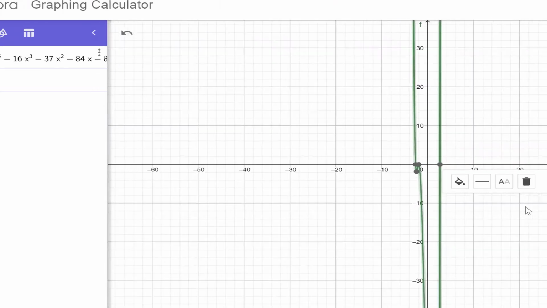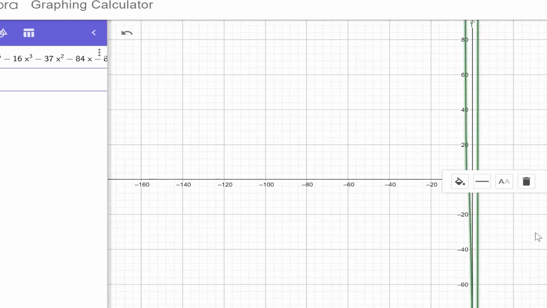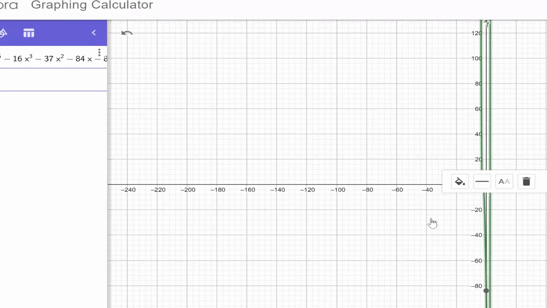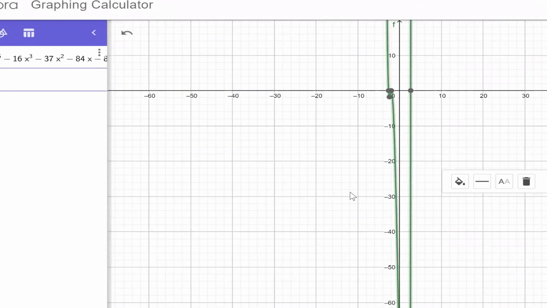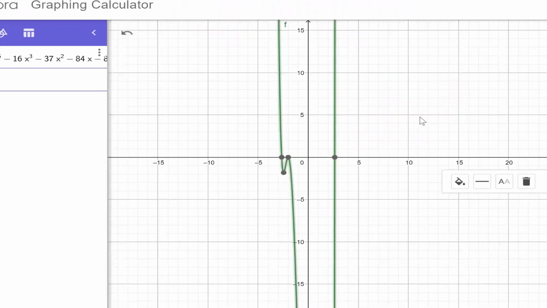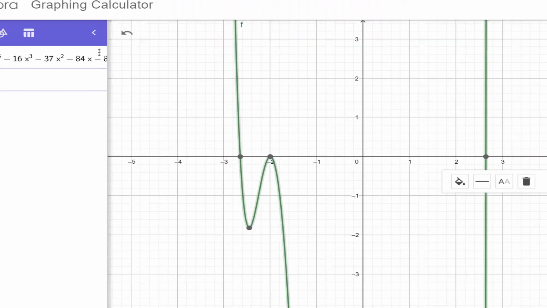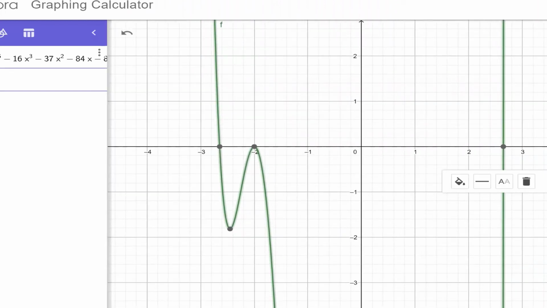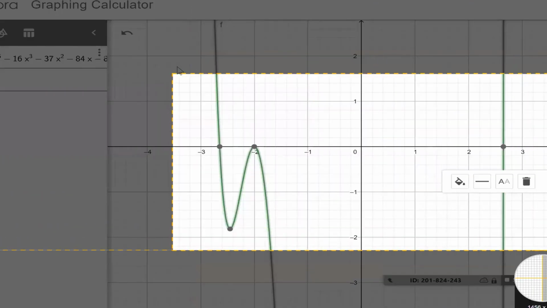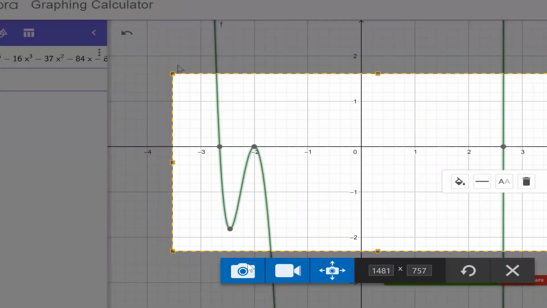Yeah, this just goes way off the screen. So I'm not really worried about a complete graph with these problems. All I'm really worried about is trying to use the graph to help me pare down that list of potential rational zeros. So I'm just going to grab this portion right here and be happy.